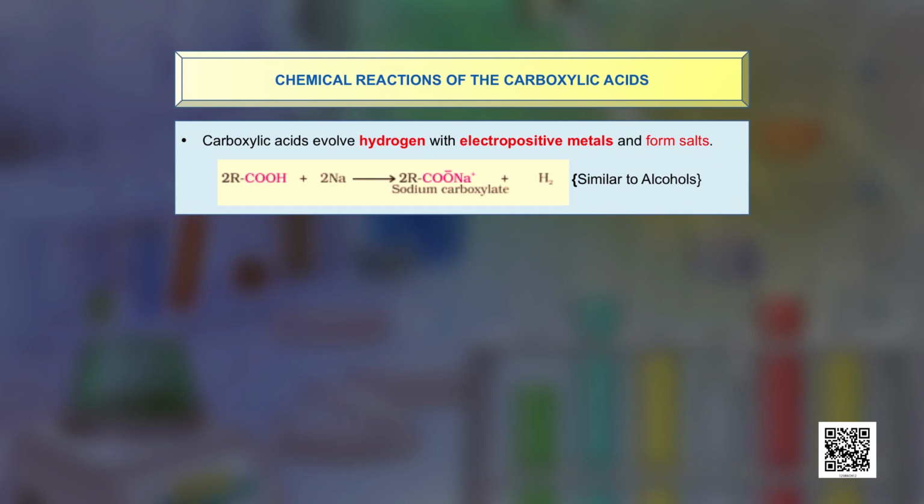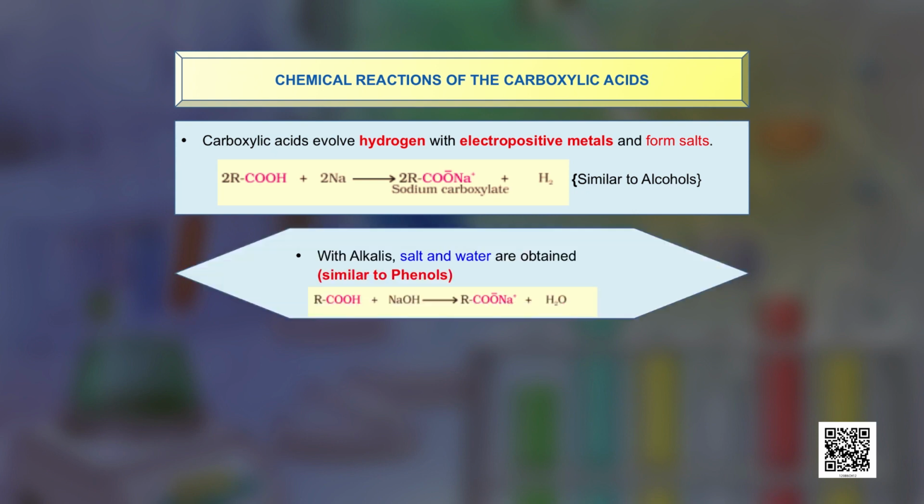So, let us consider the reactions of carboxylic acids with metals and alkalis. Carboxylic acids evolve hydrogen with electropositive metals and form salts, as shown here in this reaction, that carboxylic acids react with sodium metal, which is electropositive in nature, and you get hydrogen in the product as well as a carboxylate ion. And this reaction is similar to alcohols.